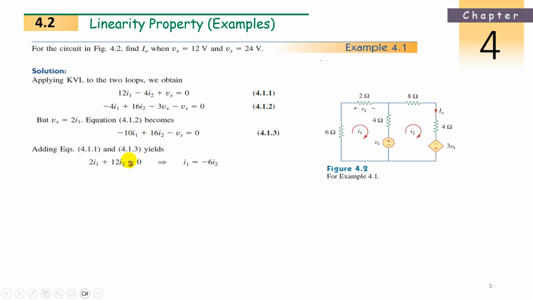So now 2 I1 plus 12 I2 equal to 0. So what is I1 becoming? I1 is equal to minus 12 by 2, that is minus 6 I2. This is the relation we got, the I1 and I2 relation.